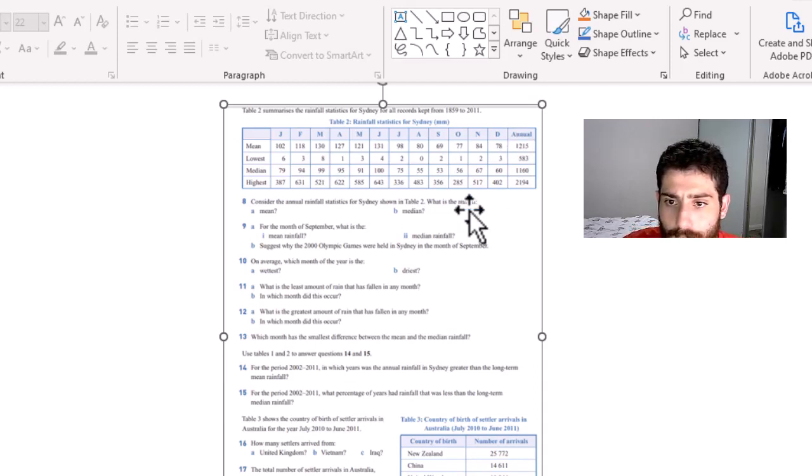And what is the annual median? So here this is the median and this is the annual 1160. So first, once you understand the keywords, you can get the answer easily in the table.